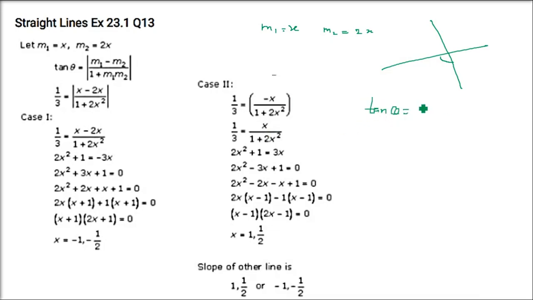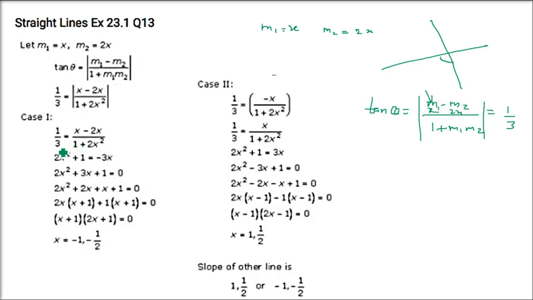So when we have tan theta and two slopes, tan theta will be m1 minus m2 by 1 plus m1 m2. This is the relationship, and we have to take both plus and minus signs. Since the angle is given as 1 by 3, this is in modulus. m1 is given as x, so m2 will automatically be 2x.